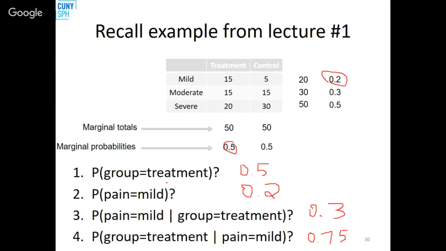So does this help to make it a little more intuitive what these conditional probabilities are? There are two conditional probabilities, one based on being in the treatment group, one based on reporting mild pain. And these are what we call the marginal probabilities, meaning that they go on the margins and they're not conditional on anything else. They're just the overall probability of being in the treatment group or reporting mild pain.